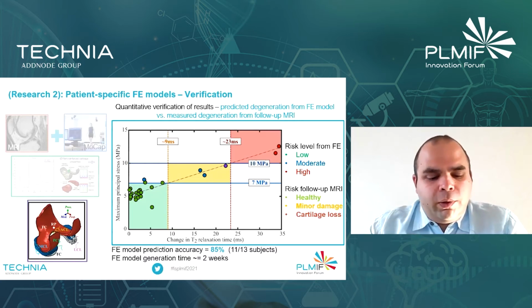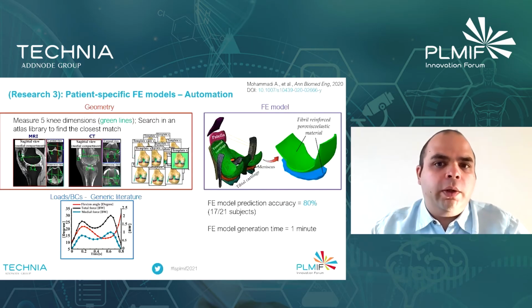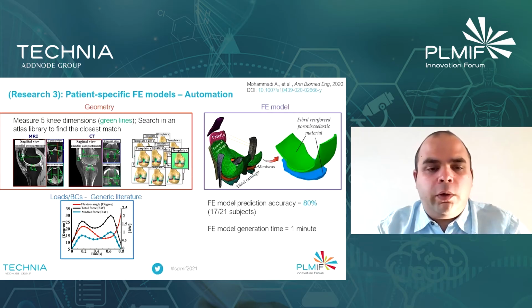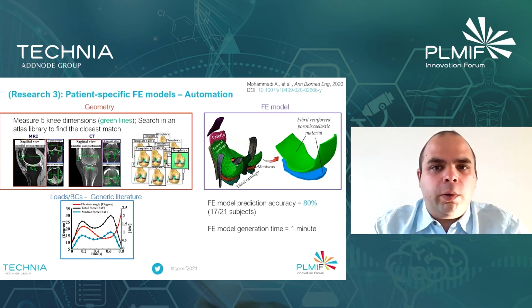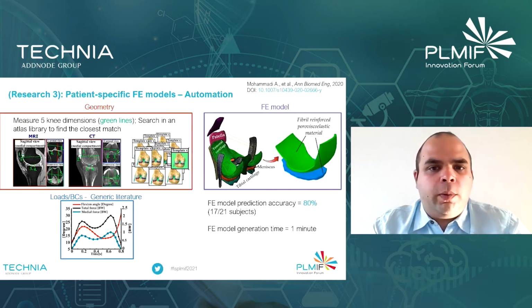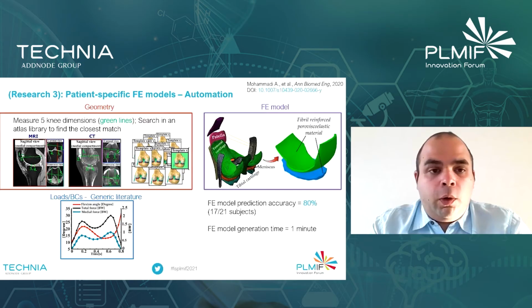But to make this into a clinical application, we need to improve this kind of workflow. So then there's the automation part, where the whole workflow is automated. Mainly, we're focusing on the geometry and finite element model. So for the geometry from the MRI or a CT, you measure 5 dimensions. You search in an atlas to find the closest match. That closest match is then scaled to match those dimensions, and you get the finite element model. And this whole process takes 1 minute.